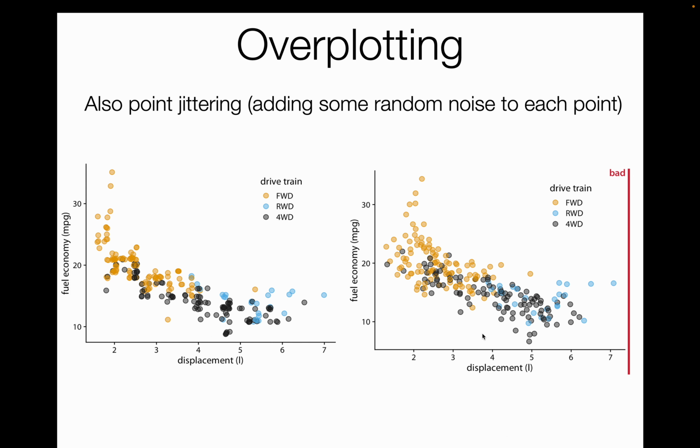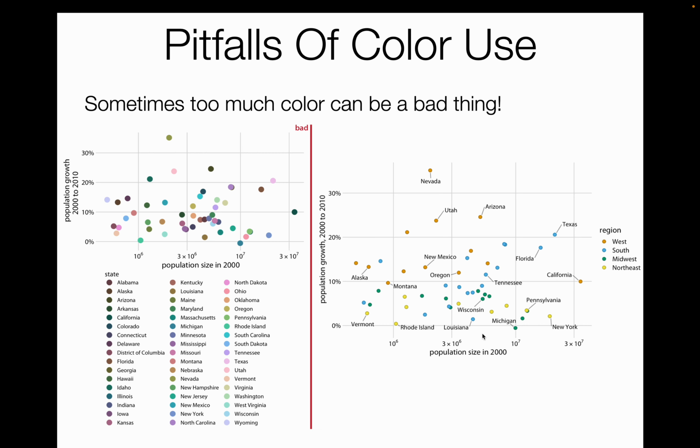And so, of course, when you add random noise, you're sort of changing the data, which could be considered bad. If you overdo it, definitely is bad. But if you do it just a little bit, as long as you don't use those jittered points for any numerical summaries, you're probably okay. Okay. And then the last thing, I believe, is too much color use.